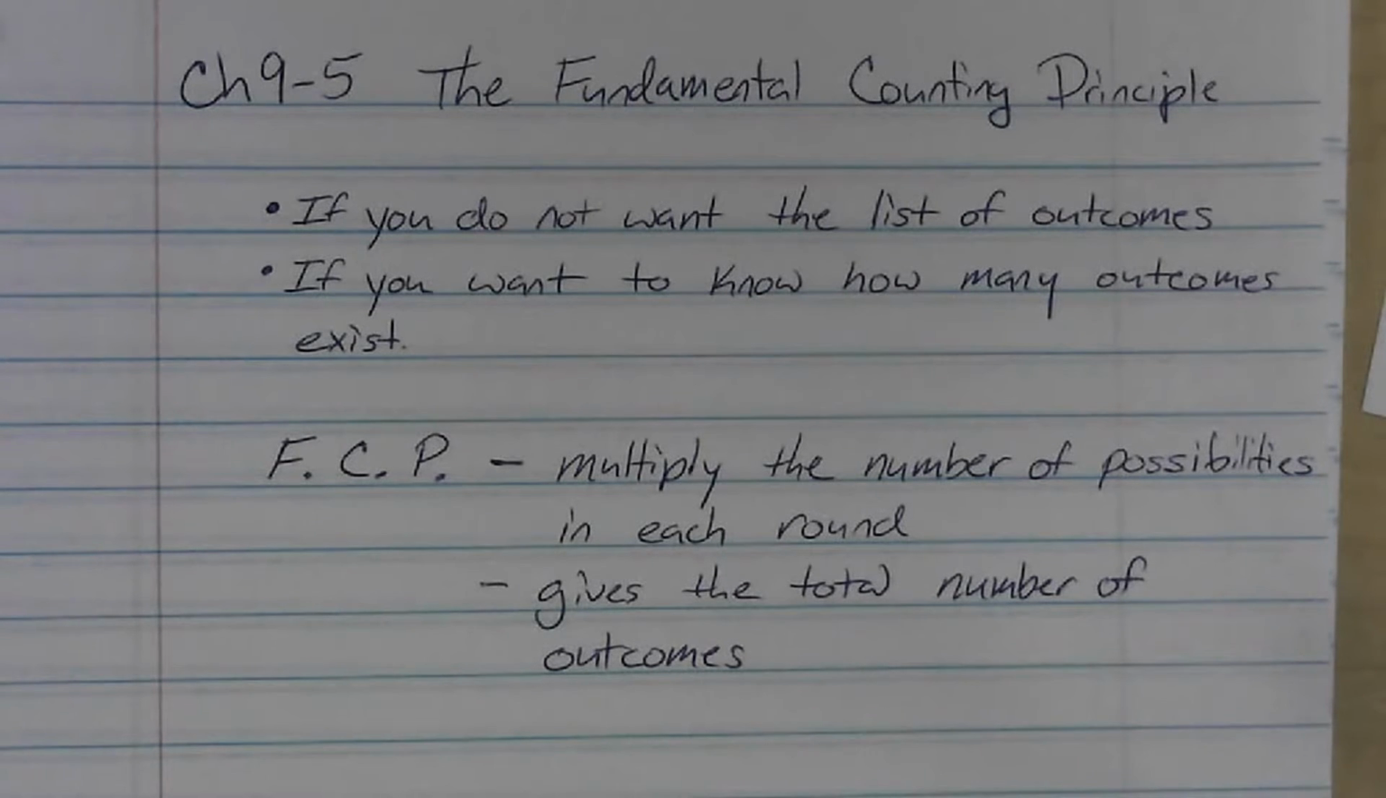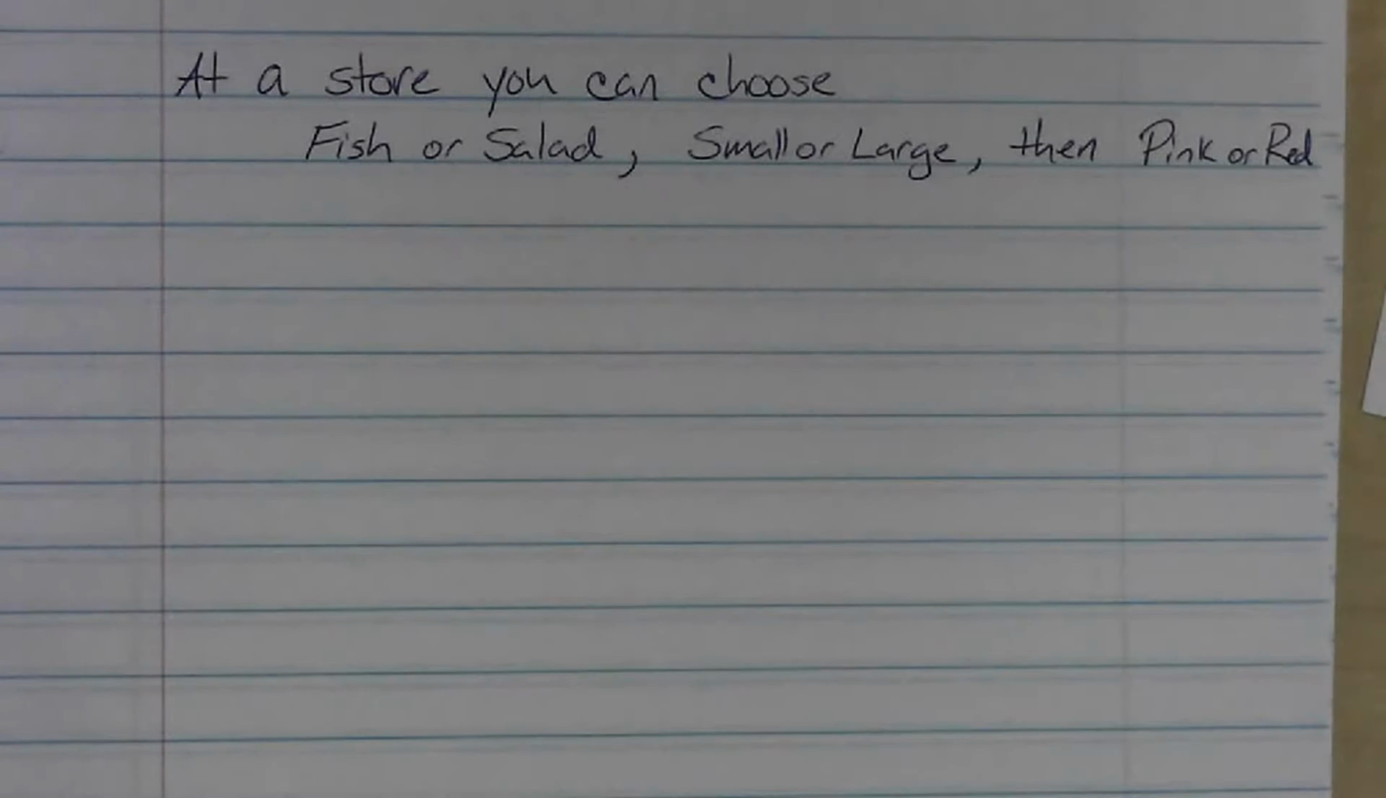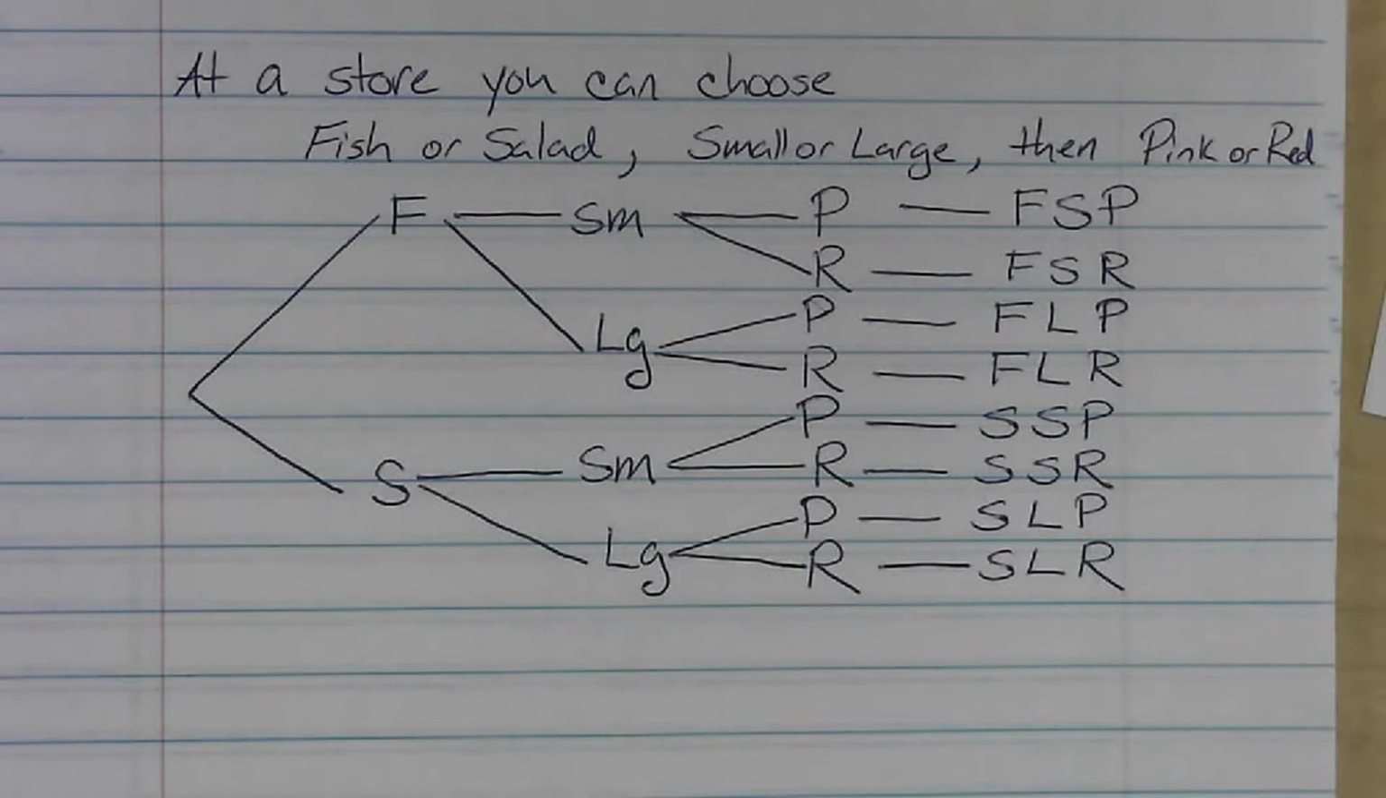The best way for you to see this is with an example, so let's take a look at one right now. Let's say you go to a store and you can choose a fish or a salad, then choose small or large, then choose pink or red. Let's go ahead and draw the tree diagram. Okay, so here we have our tree diagram all drawn out, and if you had trouble with that, make sure you check out the video from the last section.